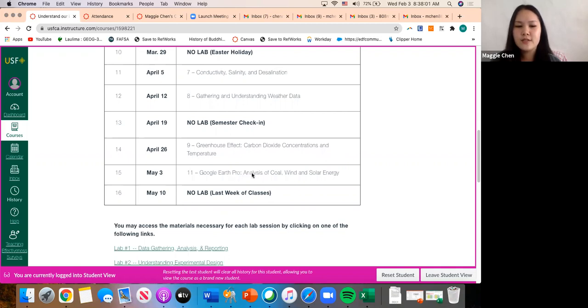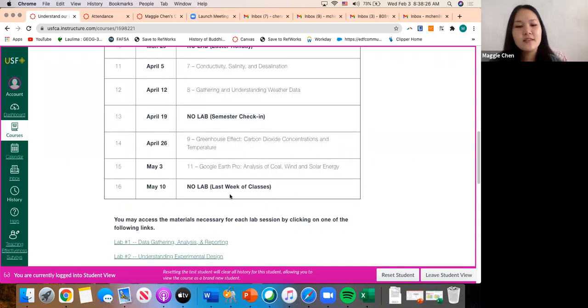We're using Google Earth Pro, we're looking at the amount of land that different energy resources like coal, wind, and solar take up. What does it mean using these different types of energies? And the semester check-in this week actually replaced lab 10. So that's why we skipped from lab 9 to lab 11.